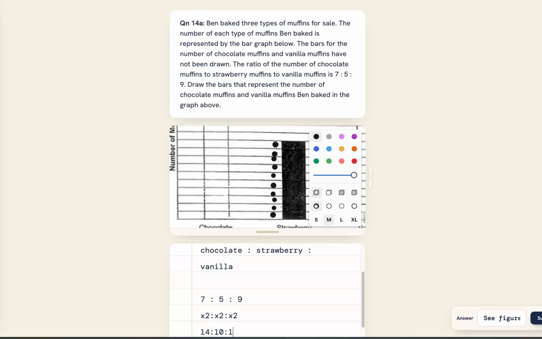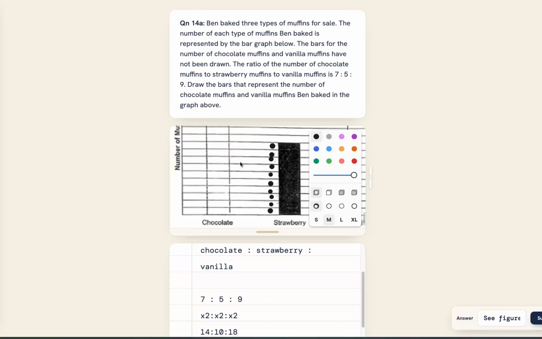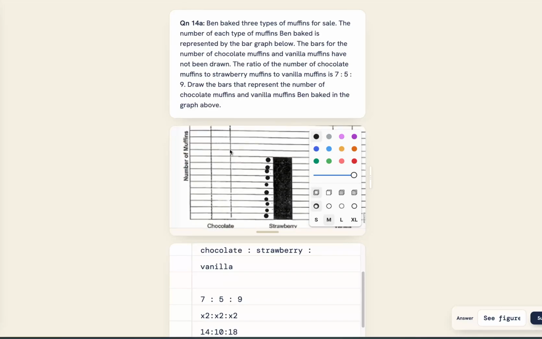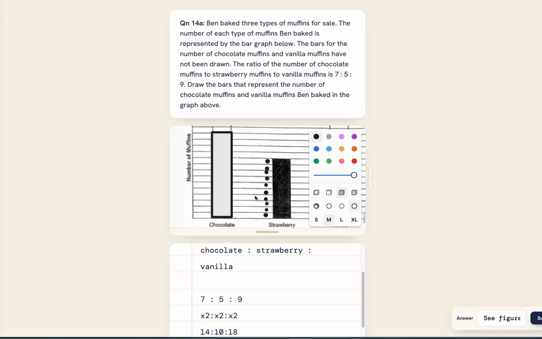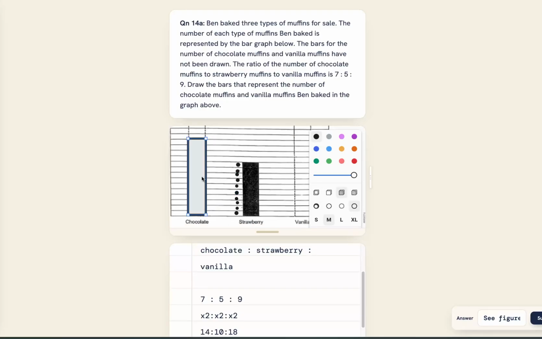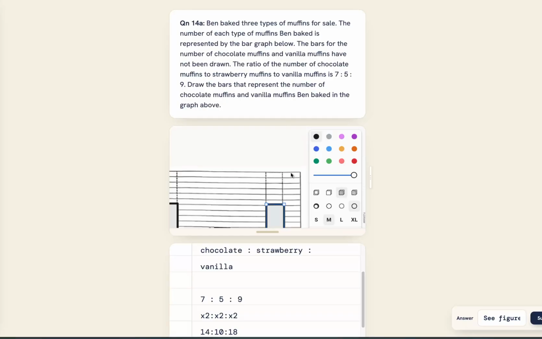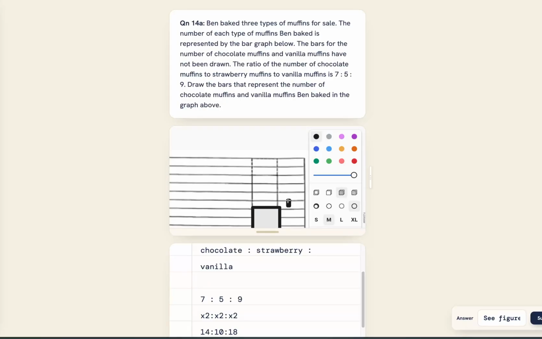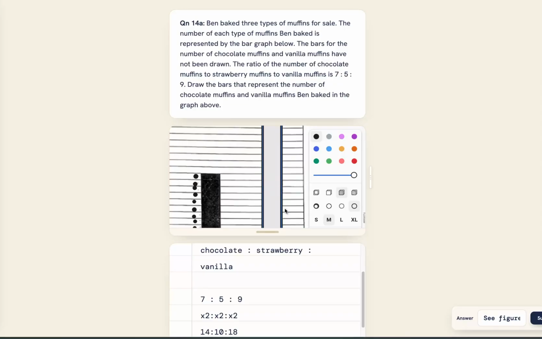14 is to 10 is to 18. Therefore, we just need to add the chocolate to 14, which is 1, 2, 3, and 4, which is roughly around here. Chocolate will then be like this. And then for vanilla, chocolate, strawberry, vanilla, it will be 18. So we have 14 over here, and then we just add 4 more, which is 1, 2, 3, 4. And this will then be equal to 18, as what we see over here. Okay, there you go. So that's the answer.